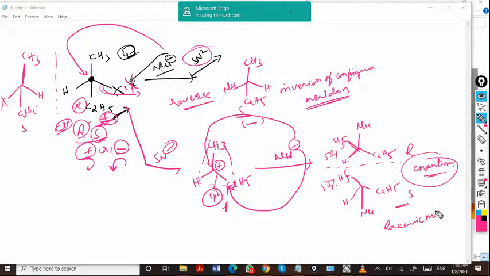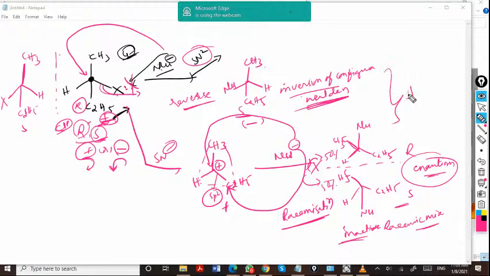A racemic mixture is optically inactive, because one can rotate the plane polarized light to the right and the other to the left. Each cancels the other, so the optical activity cancels out. So SN1 gives a racemic mixture, which is called racemization. In SN1 racemization happens, and in SN2 Walden inversion happens. These are based on stereochemistry, so this is the complete stereochemistry of SN1 and SN2.